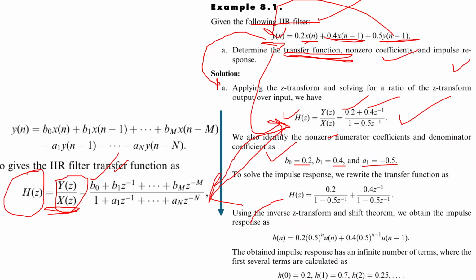After finding H(z), you can convert it into h(n), and so you can get h(n). Here you can check the impulse response has an infinite number of terms, where the several terms are calculated. Put the value of n equal to 0, 1, 2, 3, 4, and you can find the values of h(0), h(1), h(2), h(3), and an infinite response will be there, right? Maybe h(1000) you can find out from this equation. So this is one example of the infinite impulse response, right?